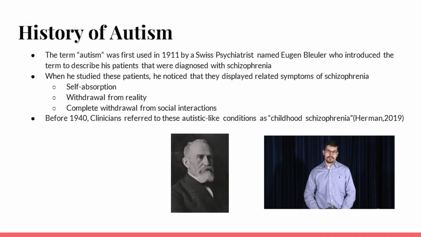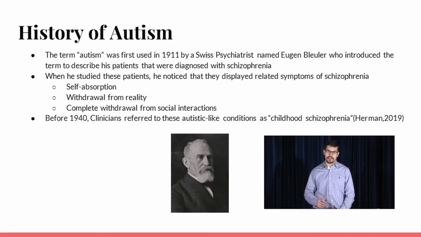During this time, he uses this term as a subcategory of schizophrenia. So it's not necessarily referred to as autism as its own condition, but rather it's referred to as something else, which is childhood schizophrenia. And other clinicians during this time have been using this term in their literature for the past decade or so.